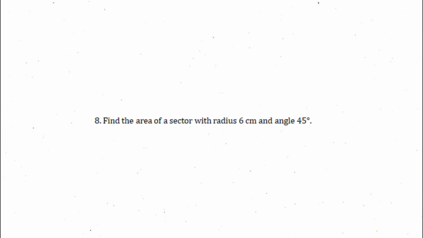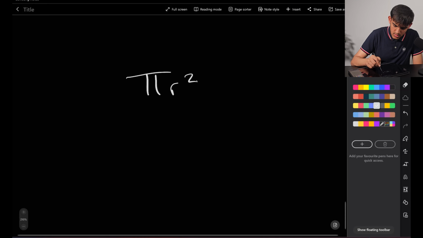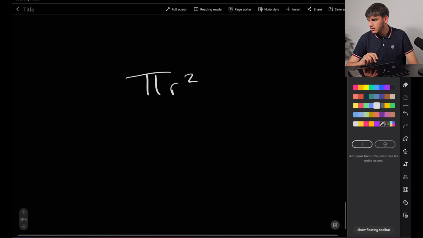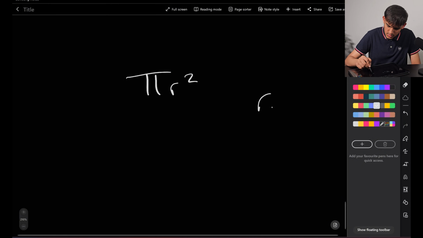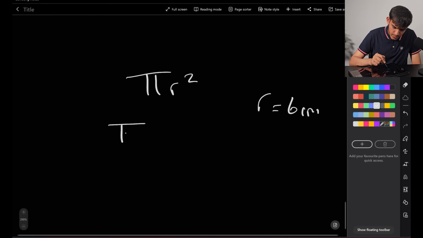Question 8 asks us to find the area of a sector with radius 6 centimeters and an angle of 45 degrees. As there's a radius, we know that we're going to be involving circles, and the formula for the area of a circle is pi r squared. Now we know our radius, or r, which is 6 centimeters. So we'll just write here r equals 6 centimeters. So work out pi times 6 squared to give us the area.